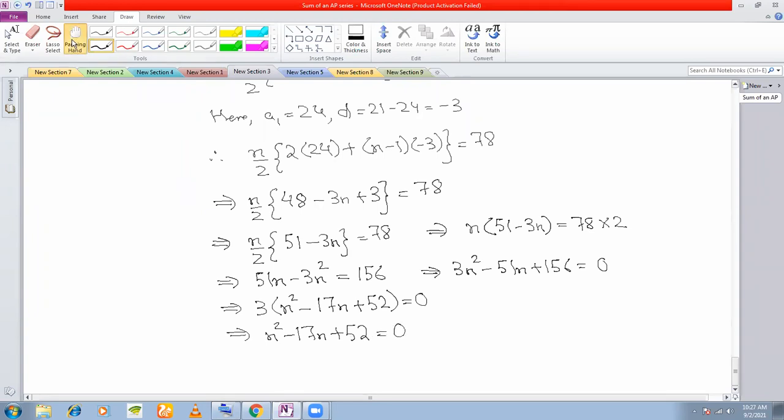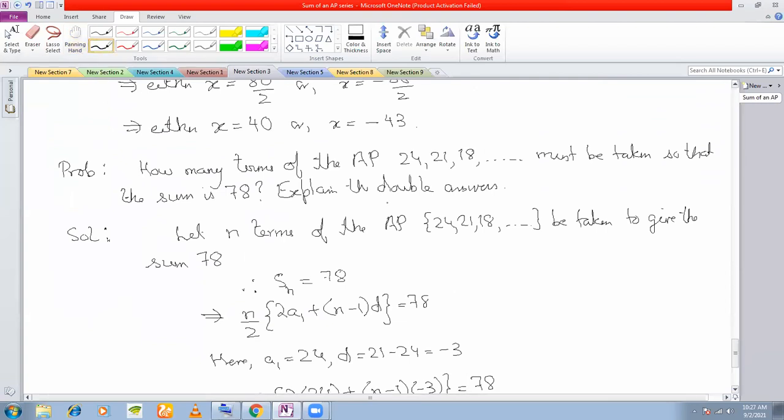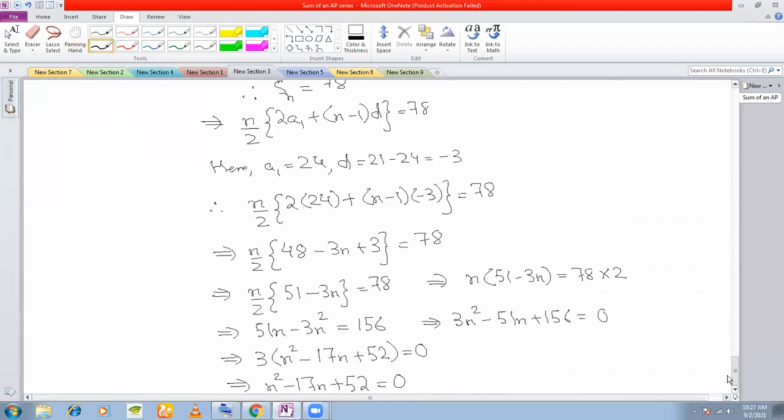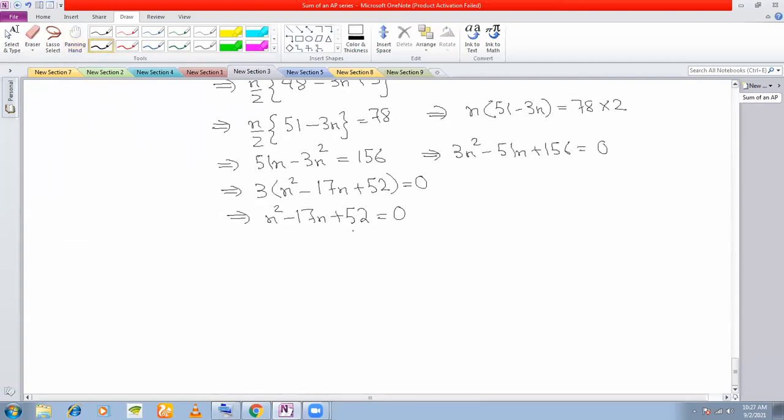Now this is a quadratic. You need to solve for n. Now if you see in the question, they already said, explain the double answer. This quadratic will actually give you two roots, two values of n, and you will have to explain why you are getting two values of n. Okay, so 52, how can we break 52? Is it possible to factorize 52?